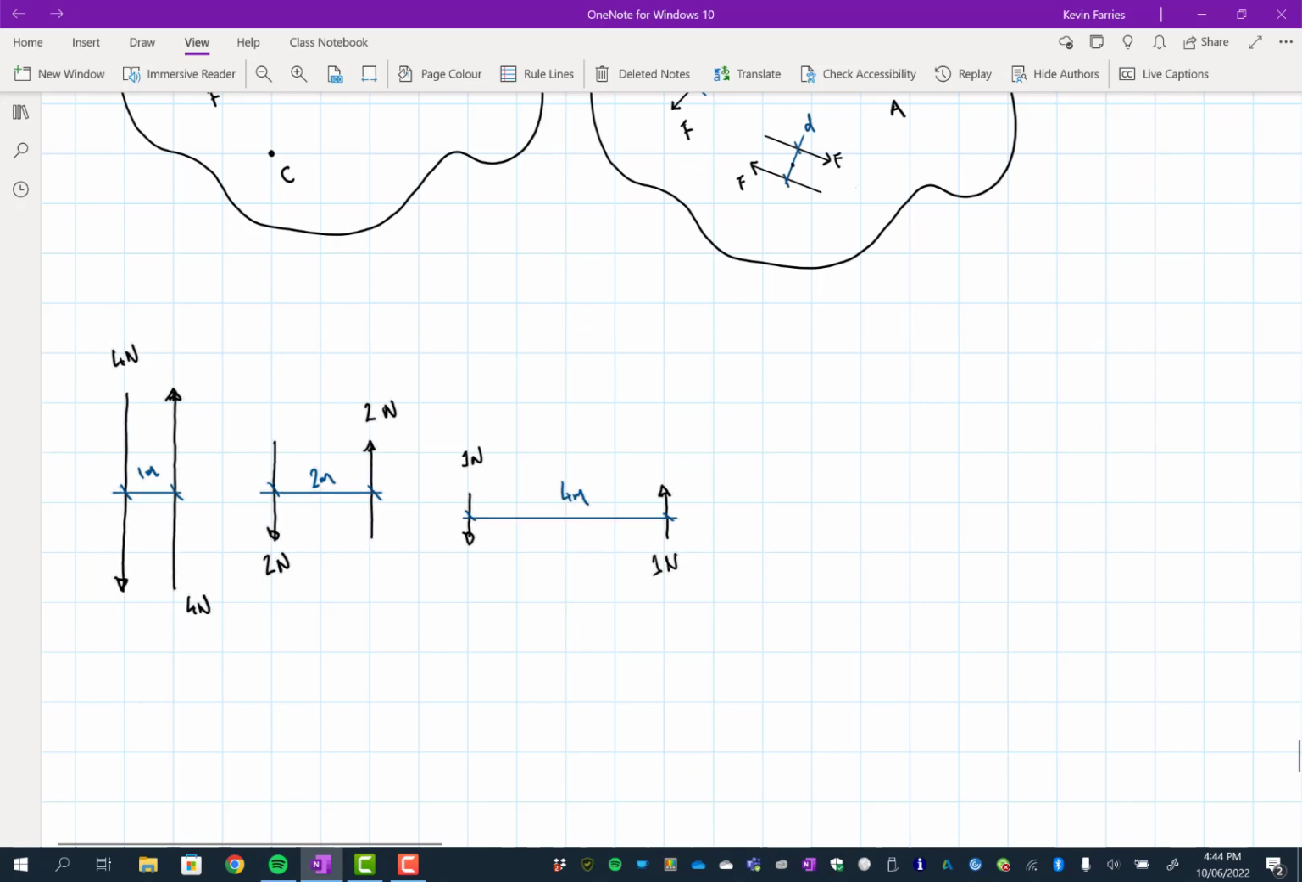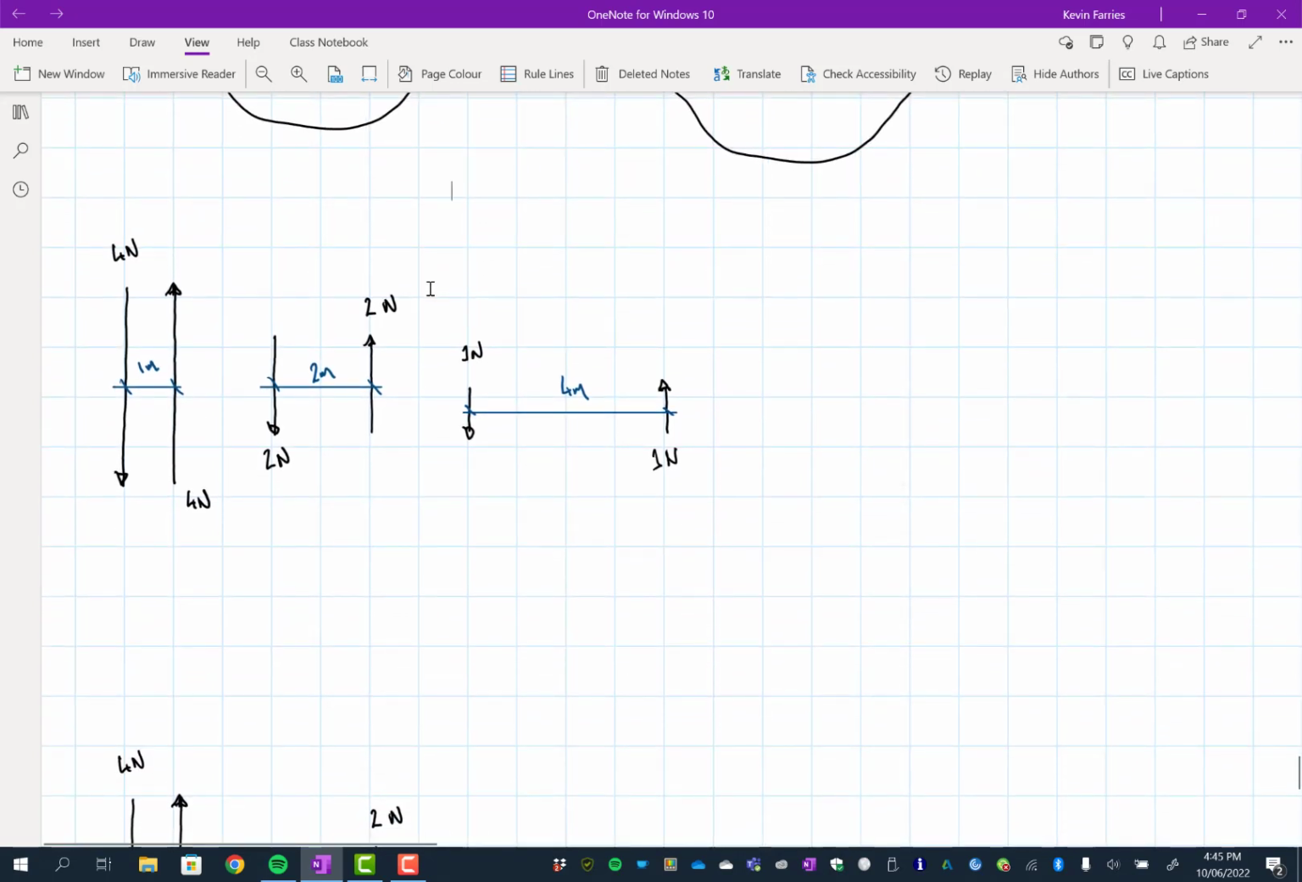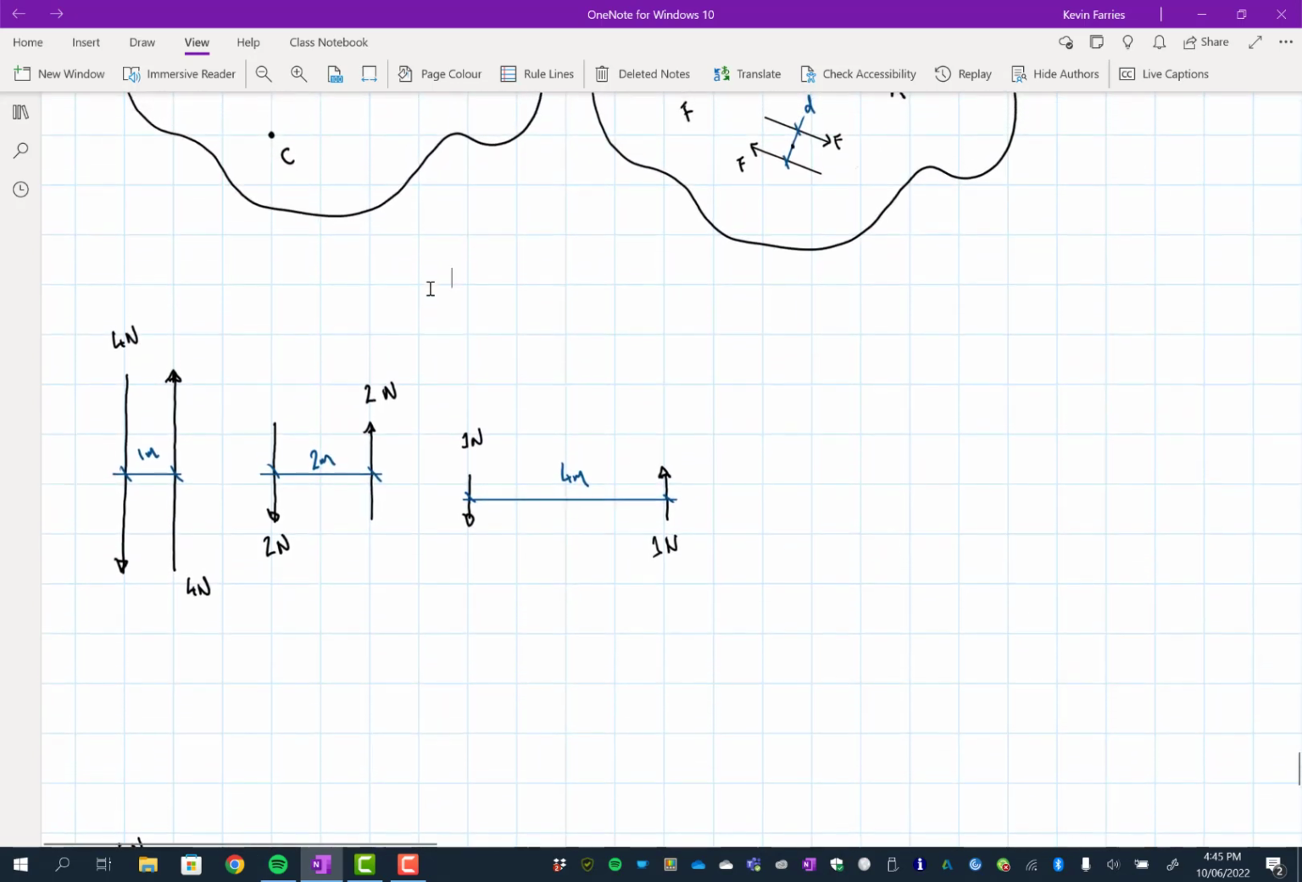So this last point I want to look at, I can illustrate it with this diagram. So here I've got three different couples. What we'll do is we'll imagine that these are being applied to some object, and we'll calculate the moment associated with them. So you don't really need to worry about where the point in that object is. That's what we've just been talking about. You can just say that the moment is always going to be the force times the distance between the forces. So let's just do that.